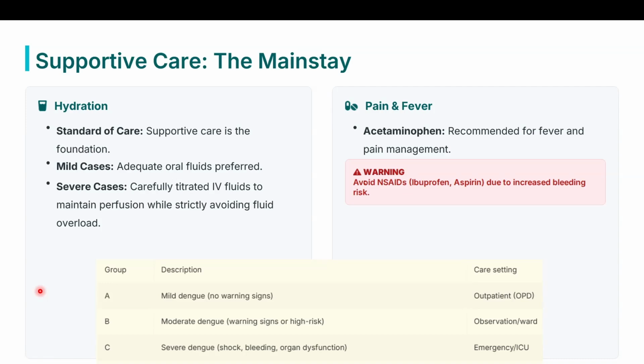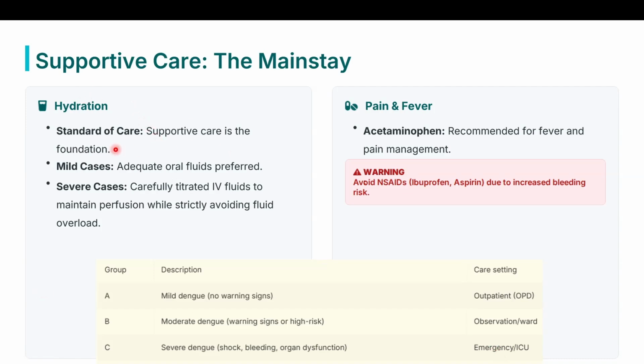So, when to admit a dengue patient? When there are no warning signs and it is a mild dengue, clinically stable, vital signs are stable, then you can manage the patient on an OPD basis itself. When the patient is having moderate dengue with warning signs or high risk, then it is suggested to admit in the ward for observation. If there is a severe dengue with shock, bleeding, organ dysfunction, then he may require an emergency or ICU admission.